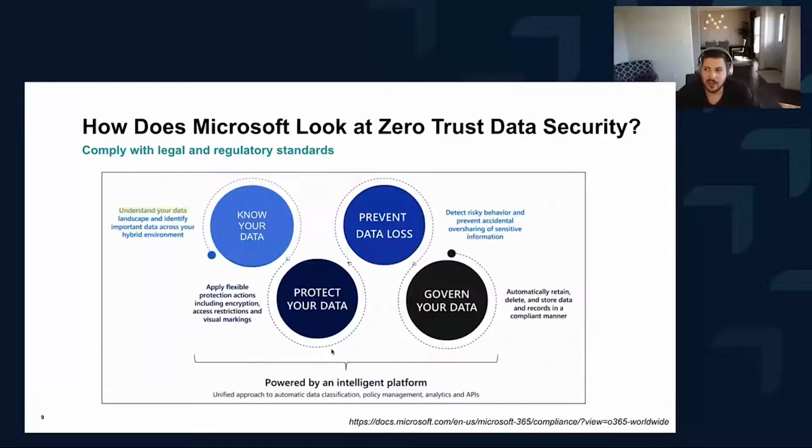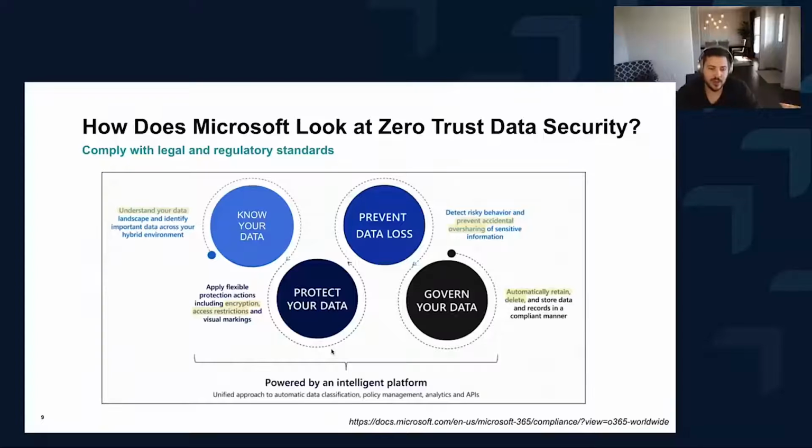Once you understand that data, you can start doing things like applying different protection policies to encrypt it and restrict access. Once that's in place, the next step is, how do I prevent that data from being leaked accidentally, or how do I detect different risky behavior on top of that data? And then the last section here is govern your data, where the main goal is to retain the information that you need and then delete the rest. That way it can't be affected in any kind of situation.